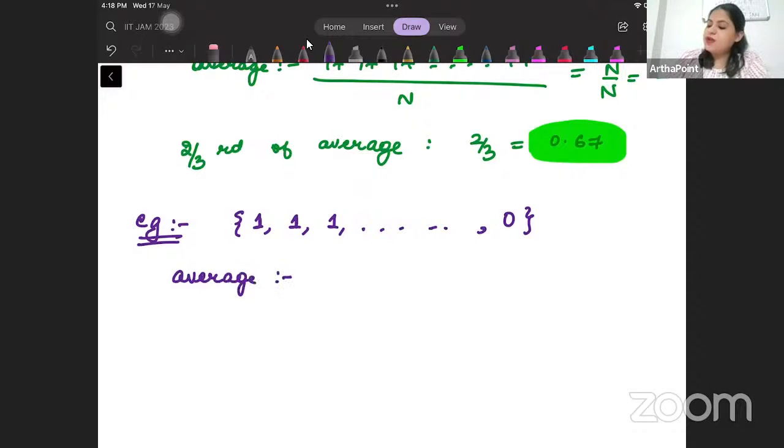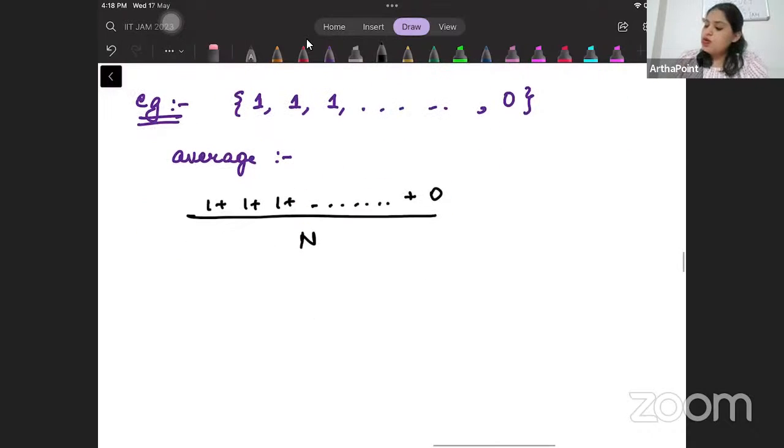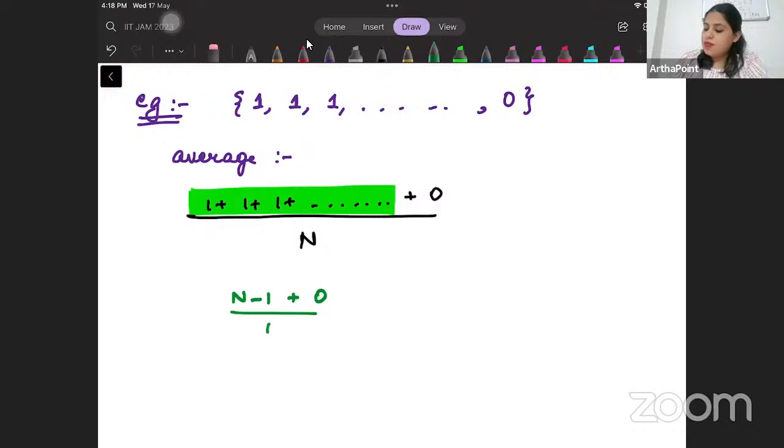The average will be 1 plus 1 plus 1 plus one 0 will come, divided by the number of individuals n. So beta, 1 is going to come n minus 1 times, plus 0 upon n. So this will be n minus 1 by n. This will be 1 minus 1 by n, very, very close to 1.